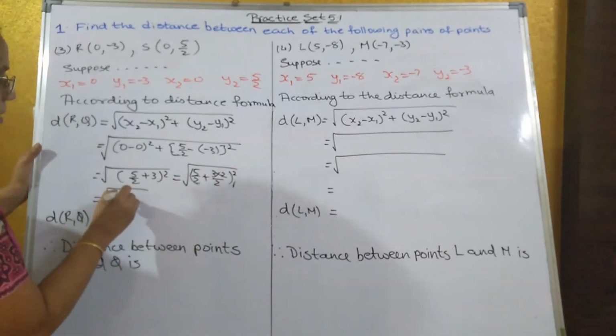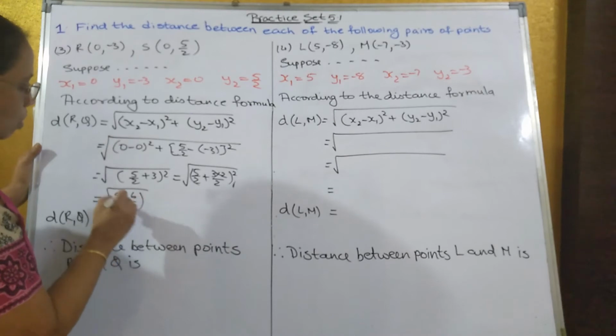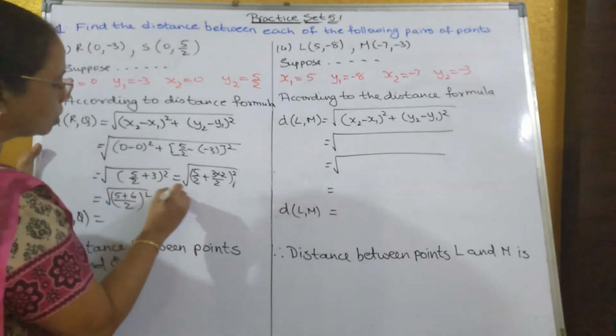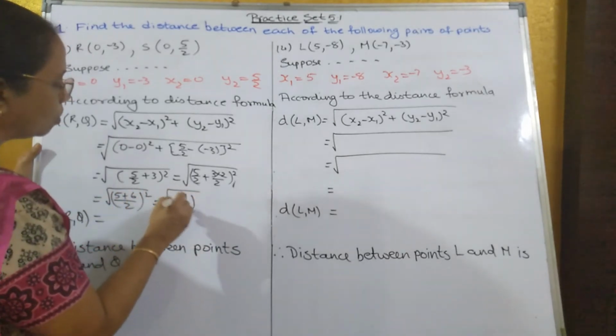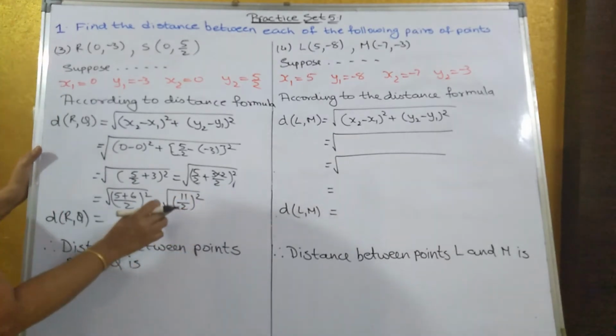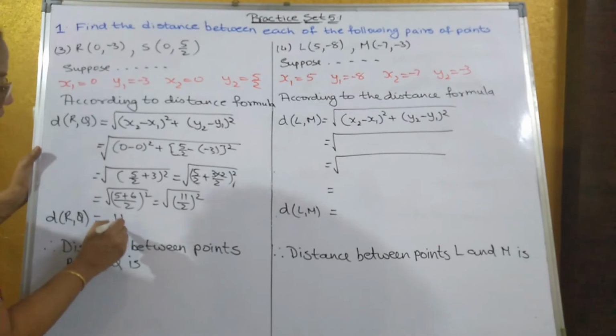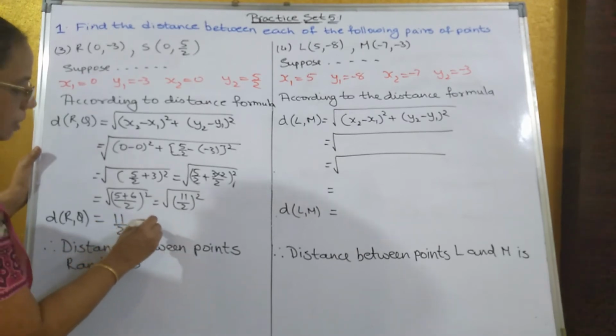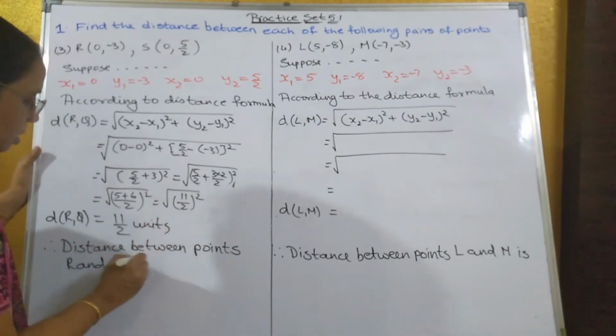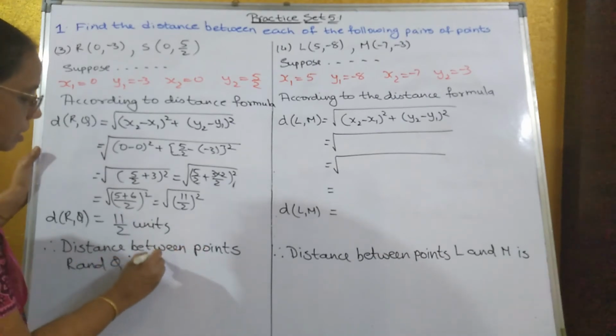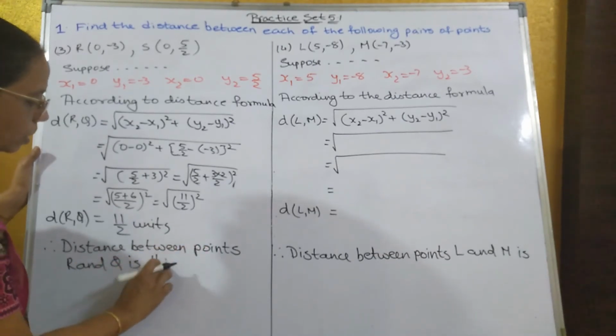5 plus 6 upon 2 the whole square. So that's equal to 11 upon 2 the whole square. Since only 1 term is there, when you remove the root sign, the square will go away. So distance RQ is how much? 11 upon 2 units. So the distance between points R and Q is 11 upon 2 units.